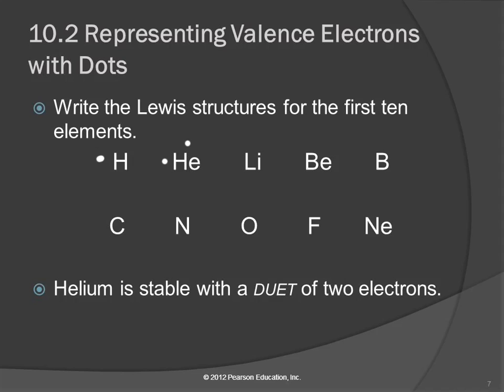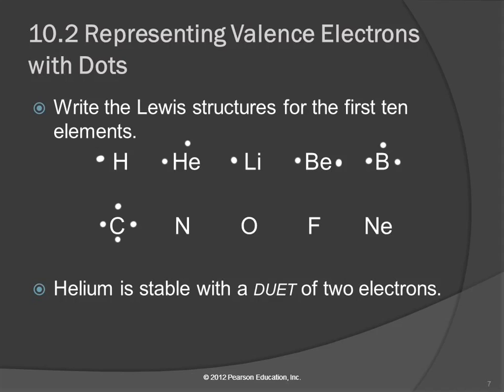Lithium? Valence electrons? 1. Beryllium? 2. Boron? 3. Carbon? 4. Carbon is in group 4A. We can just look at the group number.